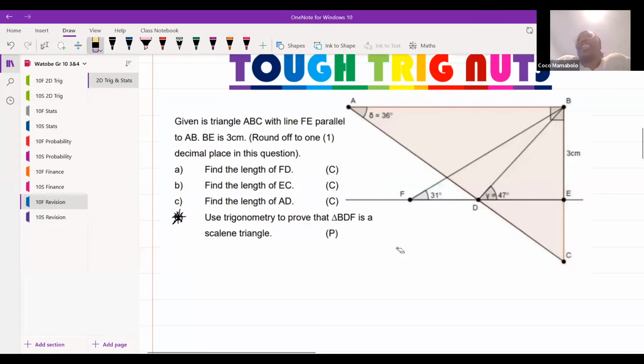All right, cool. We're going to read through this question very quickly. It says here, given a triangle ABC with line FE parallel to line AB, and BE is 3 centimeters. And it says here, round off all your answers to 1 decimal place in this question. Now, there are a couple of things that we always need to think of as soon as they give us certain words, because we know for a fact that they don't just tell us these things for decoration. No, they're actually giving us instructions. So we need to remember to read through the instructions as we go.